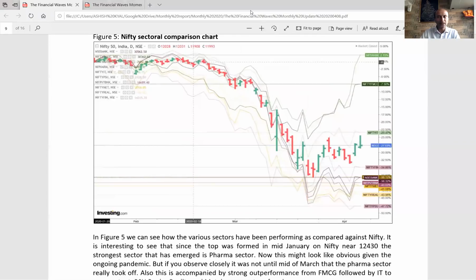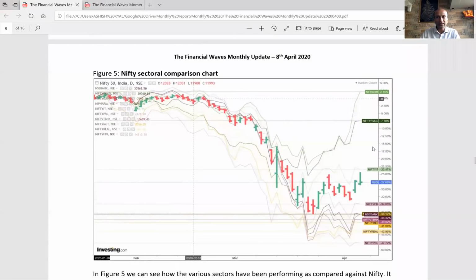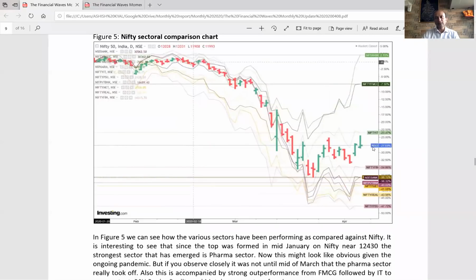Okay, are you able to see the chart? Nifty is down by what? 27%. This was published on 8th of April. As on 8th of April, 27% down. Compared to that, relatively, Nifty Pharma Index is up from that point of time. Can you see the outperformance compared to Nifty? It's huge. Nifty Pharma Index is here right now, touching the 52 weeks high level.